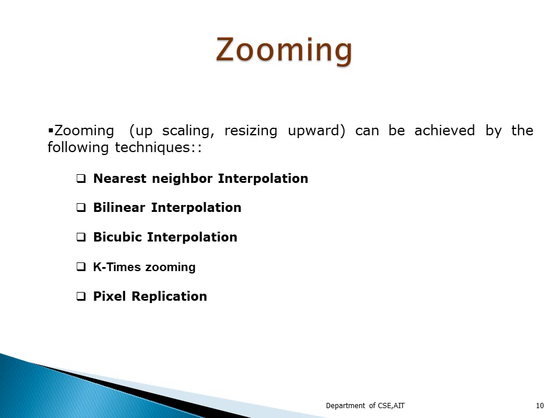The second one is the concept of zooming and shrinking. Zooming is when you increase the size, that means you scale up the factor or resize it upwards. This effect can be produced by some methods: nearest neighbor interpolation, bilinear interpolation, bicubic interpolation, and k times zooming and pixel replication.